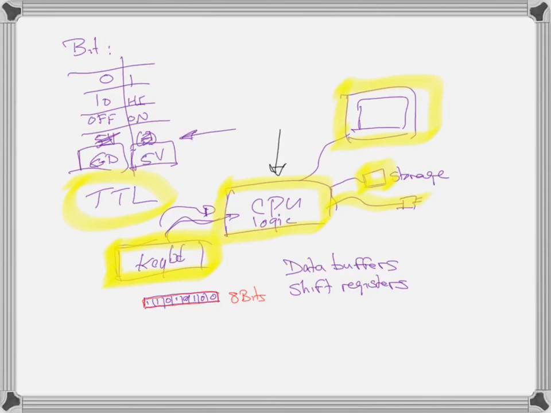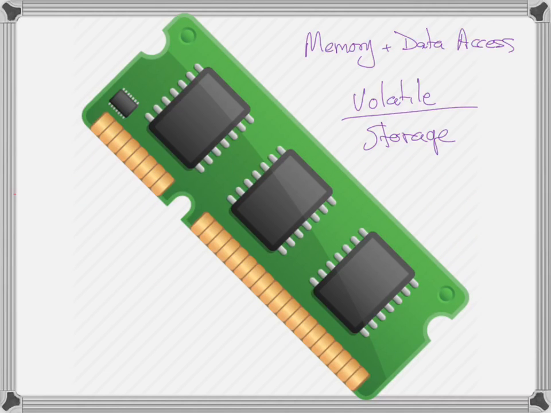And so what I wanted to talk about today is to go a little bit further in and talk about memory, right? In order to get information into and out of the logic gates, you've got to have memory. Two kinds of memory actually, right? There's both volatile memory and storage.